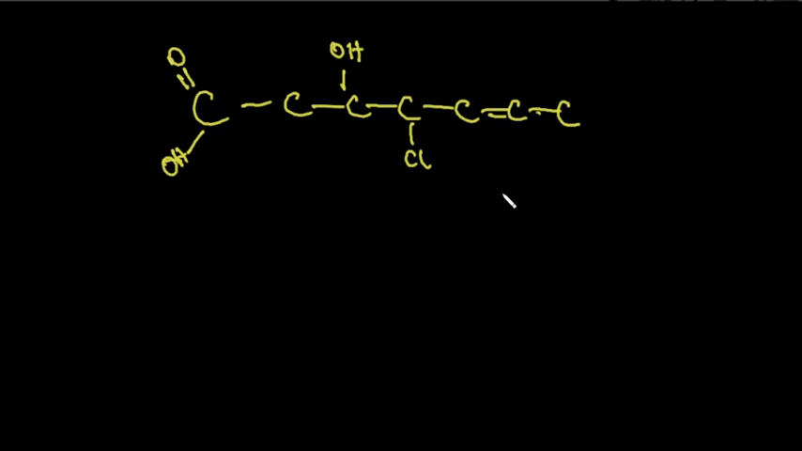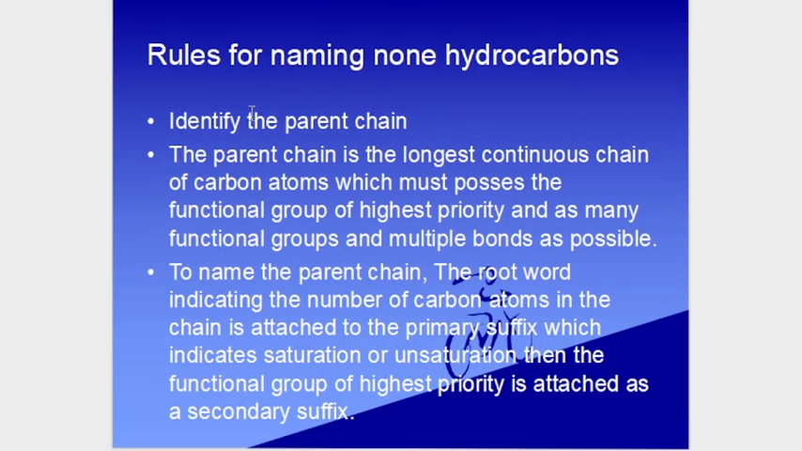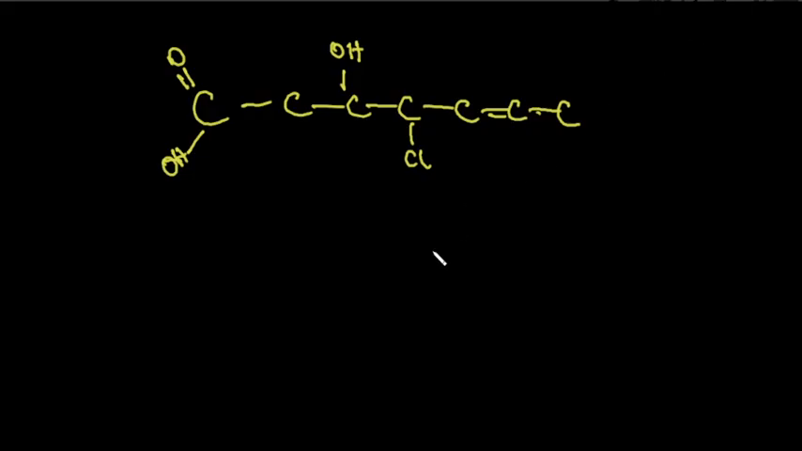With that said, this is what is going to help us in putting down the name of this particular compound. So let's get to the different rules for naming. The first rule is to identify the parent chain. The parent chain is the longest continuous chain of carbon atoms, which must possess the functional group of highest priority and as many functional groups and multiple bonds as possible. So if we have this structure, I'm going to modify it a little bit so that we can understand this rule.